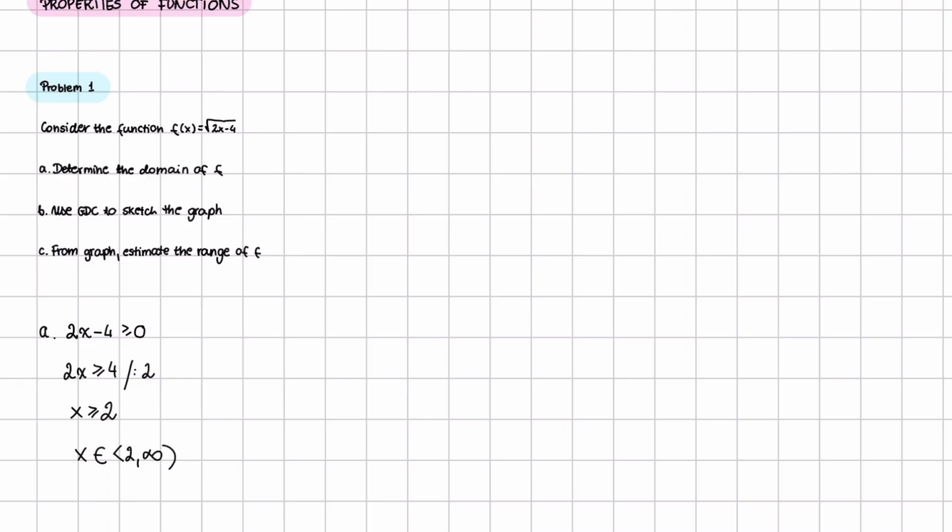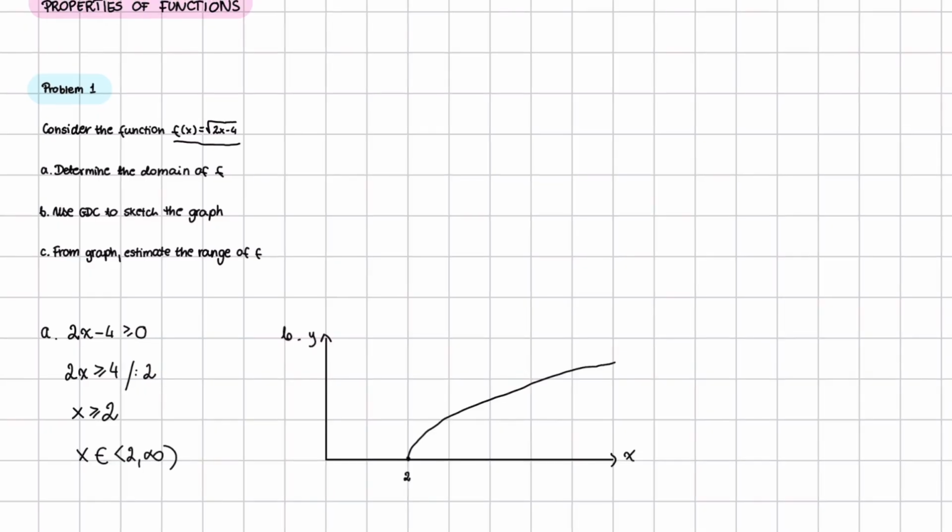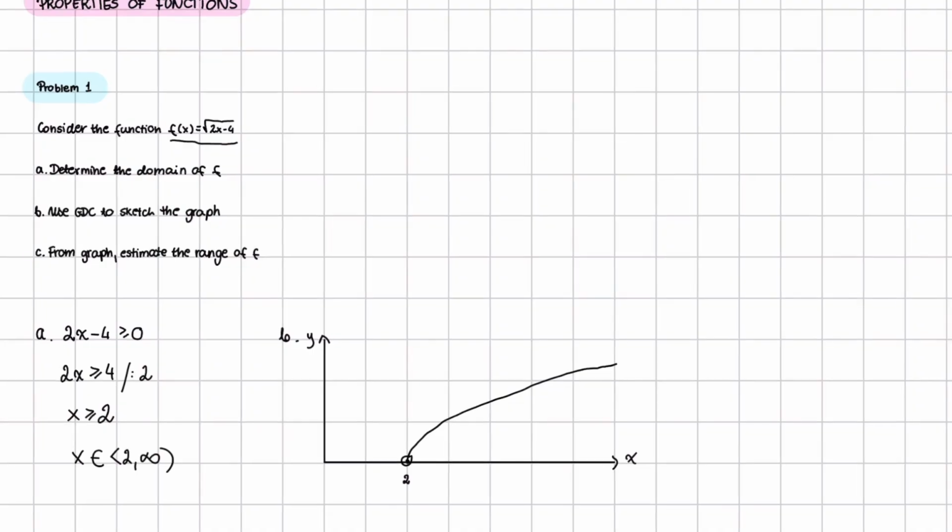In B, we have to use our GDC to sketch the graph. So we have to type this function into our GDC graph function, then draw it and then redraw it on the paper. And this is our graph. We have to remember that our graph starts from 2. So here is our starting point and then goes to infinity.